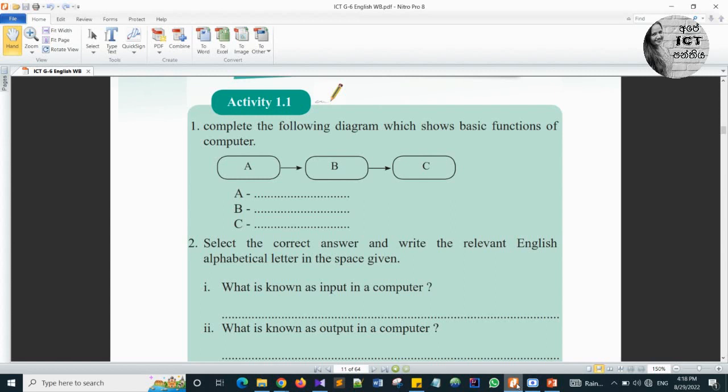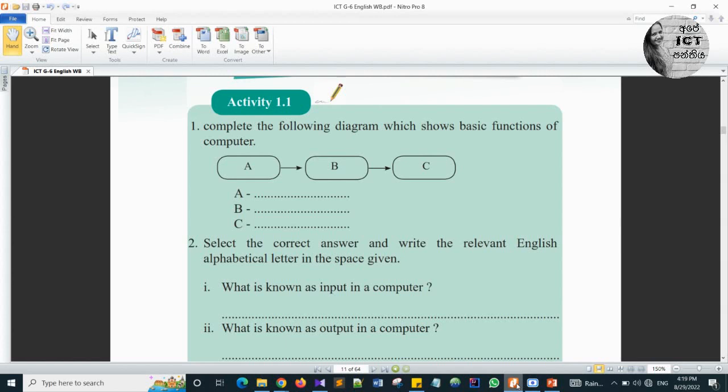It's talking about the basic function of the computer. We know the basic functions are input, process and output. For the letter A, the answer is input. Letter B, the answer is process. And letter C, the answer is output. Please put a correct mark if your answer is correct.